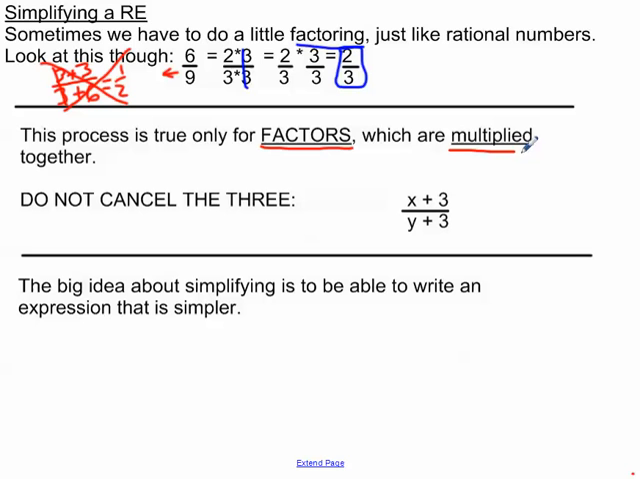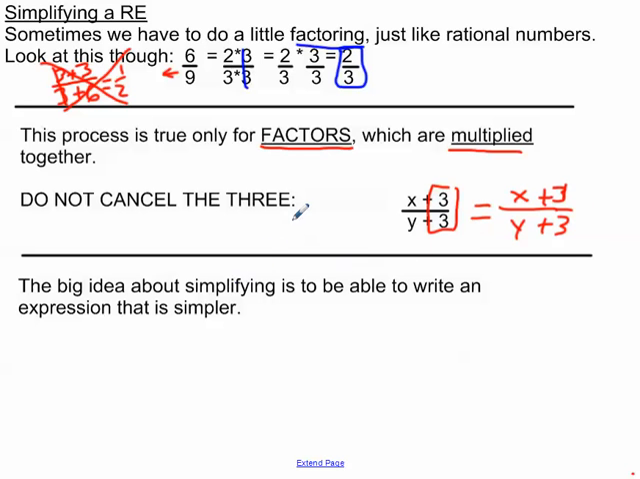Down here, again, factors multiply together. If we take a look at x plus 3 over y plus 3, that's a rational expression because x plus 3 is a polynomial. The 3's do not cancel out because there's an addition sign here. They are not factors. If this were x times 3 over y times 3, then the 3's could cancel because that's multiplication. But because we're given x plus 3 over y plus 3, the plus 3's don't cancel out, and the simplification is just x plus 3 over y plus 3.